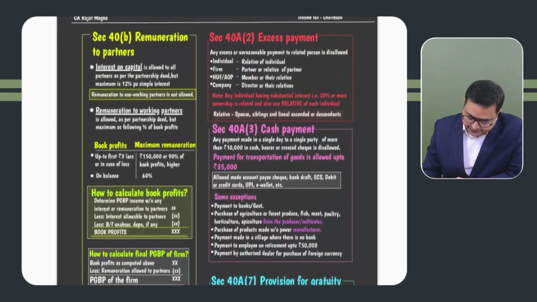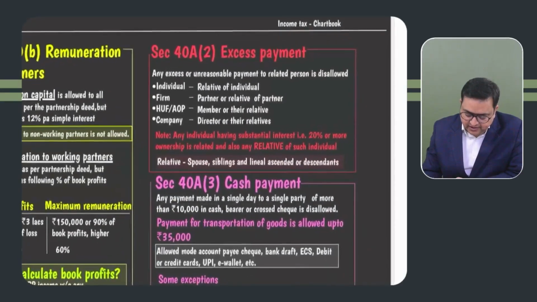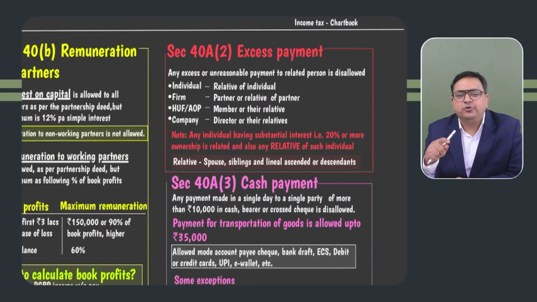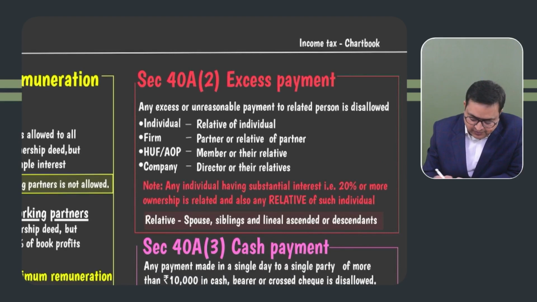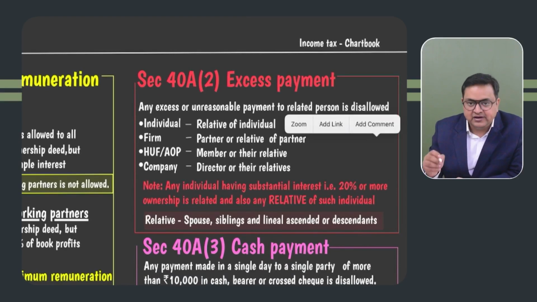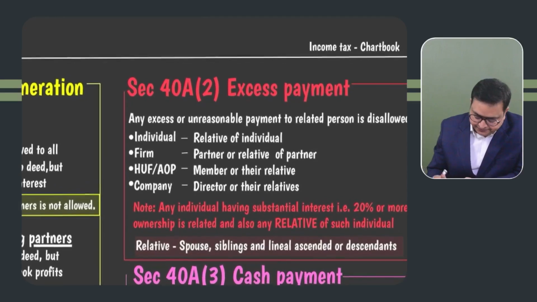Now, first of all, 40A(2), expense excess payment. 40A(2) says if you are making a payment to your related party, and it is more than the fair market value, then that excess amount shall not be allowed. Please remember who is the related party. Mainly for an individual, you have to see who is a related party.